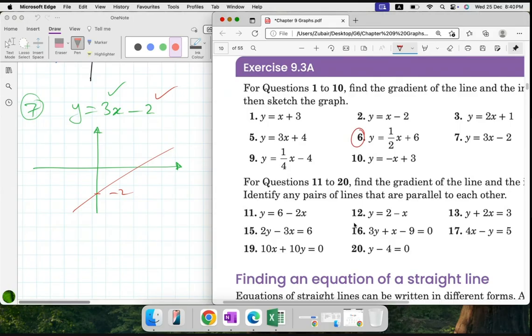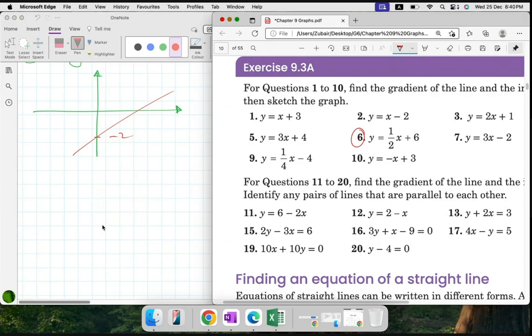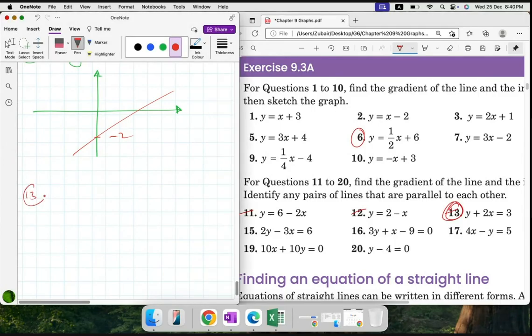Now look at questions 11 to 20. All the concept is the same. The only difference is that we would need to rearrange the equations. Like the 11th is similar. This is similar. Let's try number 13. That looks different. Number 13 is y plus 2x is equal to 3. So I would rearrange it first. y is equal to minus 2x plus 3. Now this is just like questions 1 to 10. Negative gradient and positive y-intercept. This is how it looks.